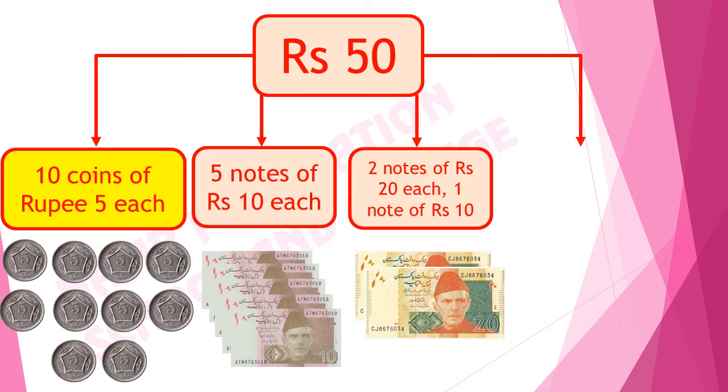To make 50, we will add 1 note of rupee 10. Now it makes 50 rupees. In 40 rupees, if we add 10 rupees, we will get 50 rupees.